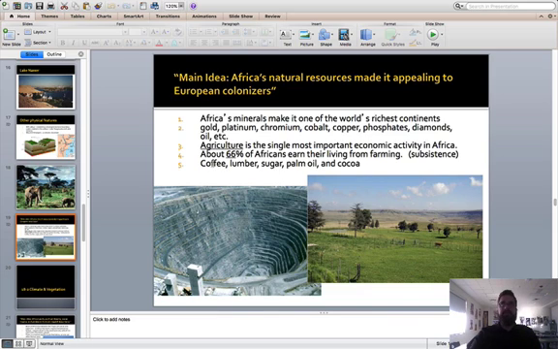So you have cash crops: coffee, lumber, sugar, palm oil, and cacao. Cash crops are crops that are grown purely because they make you money. It doesn't provide any kind of food or anything like that for you.